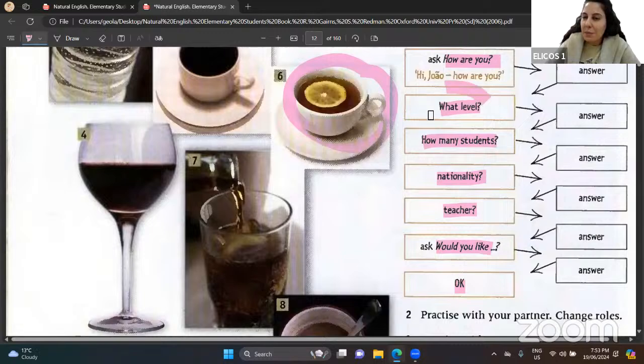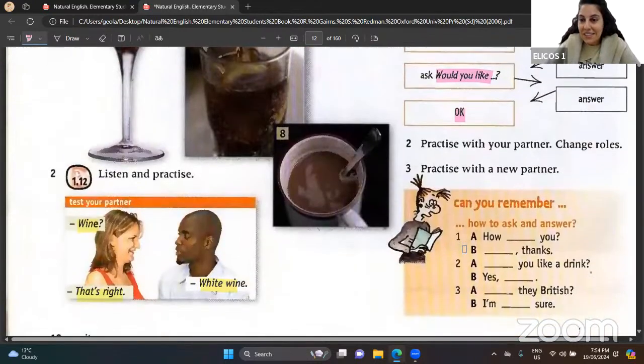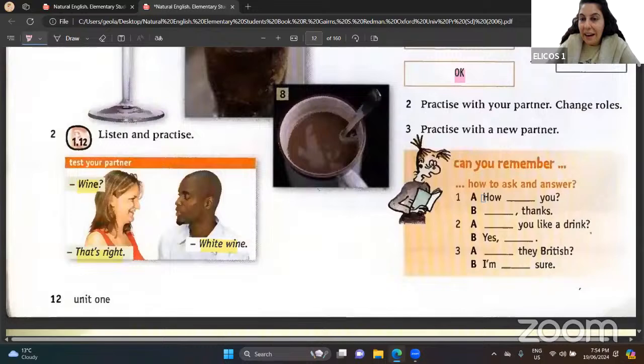So this is the one maybe where you got a little bit stuck. What level of English? Or if someone says, what level of university? You know, university, we say, this is my first year, or this is my second year, or this is my third year. But because we're doing English, you would say elementary, or you could say pre-intermediate or intermediate. Okay, so let's practice. How are you? Fine, thanks. Would you like a drink? Yes, please.